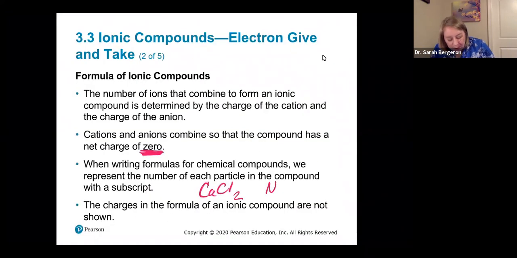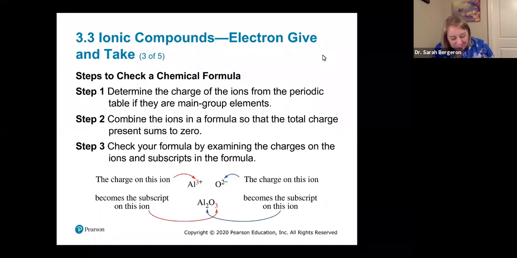If you had NaCl, I'm not writing charges there. This is my final answer, and I don't write a charge because the overall compound has a charge of 0, so we don't write it there, right? Okay, so this is another example, right?